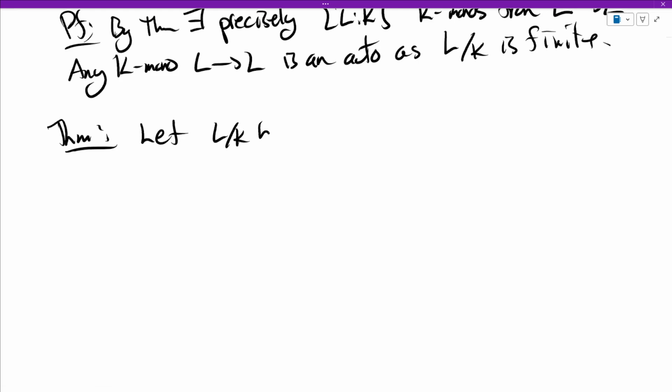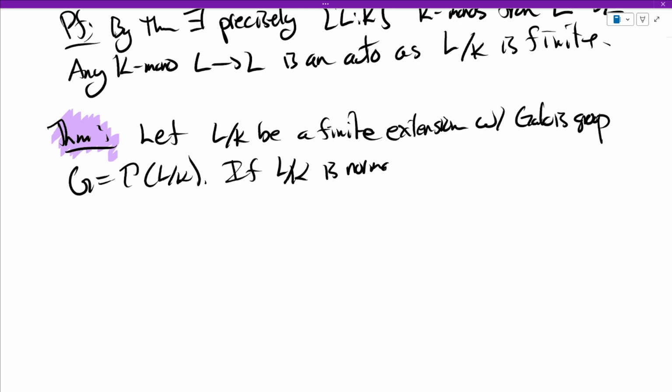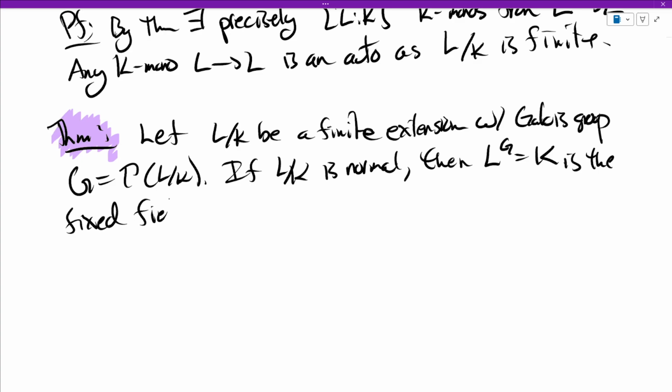Theorem. Let L over K be a finite extension with Galois group G. If L over K is normal, then the fixed field of the Galois action is K. This is simple. Let's prove it. Proof.